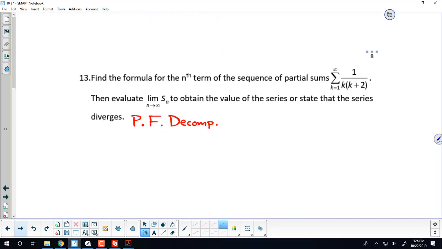All right. So like we said, this one initially, as it looks, isn't a telescoping series, but maybe it is after we do the partial fractions. So we'll look at 1 over k times k plus 2. And what's the setup for partial fractions? A over k plus B over k plus 2. Right, A over k plus B over k plus 2.